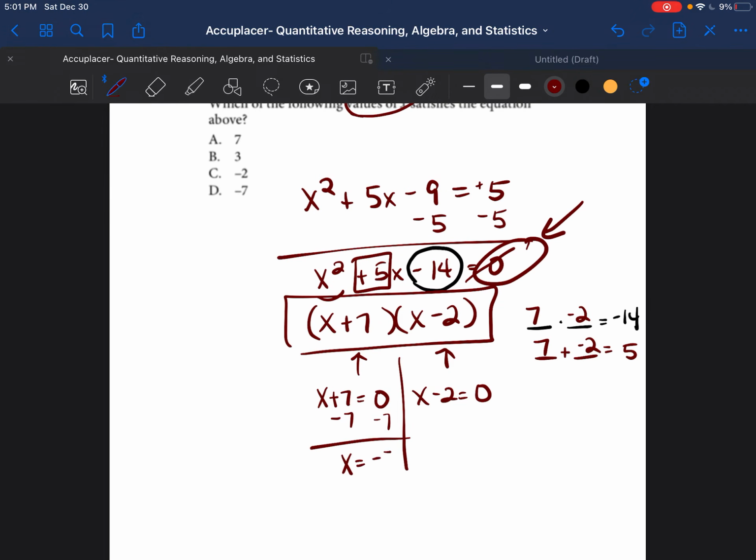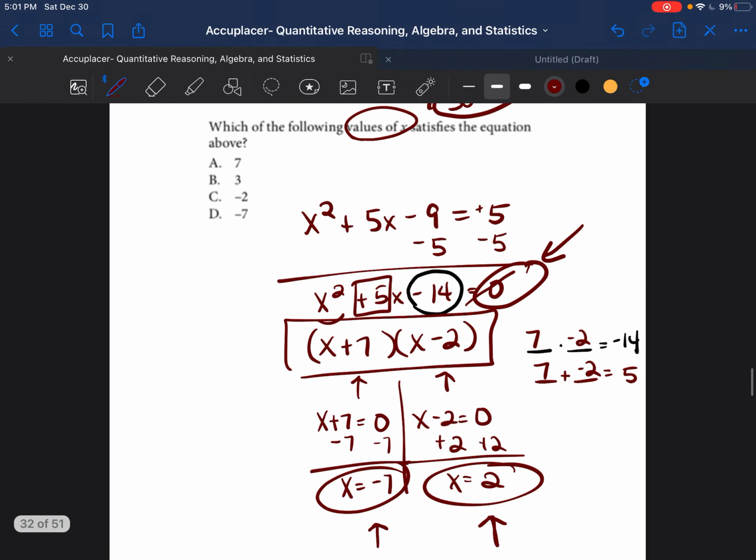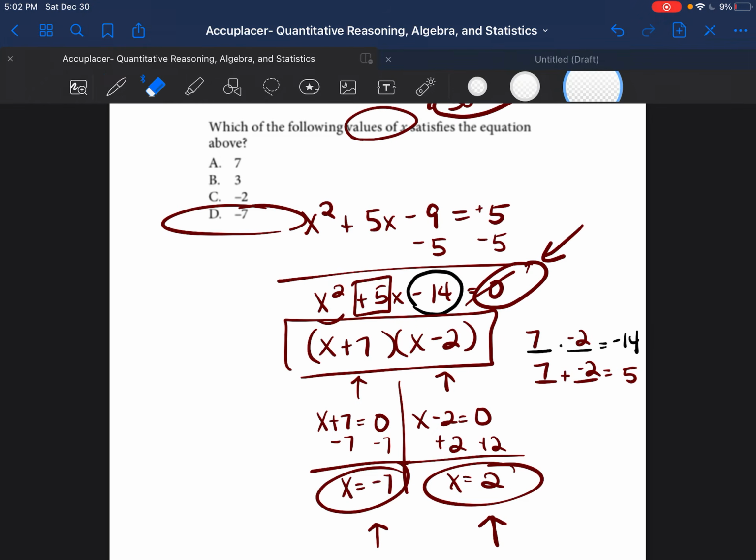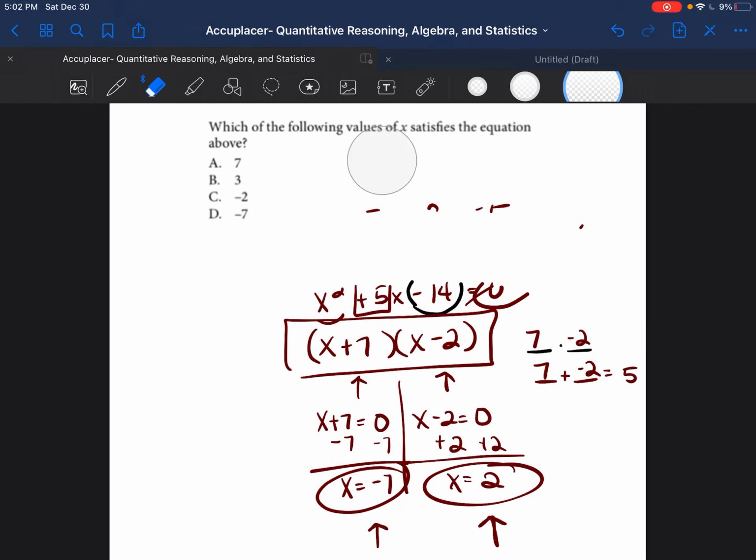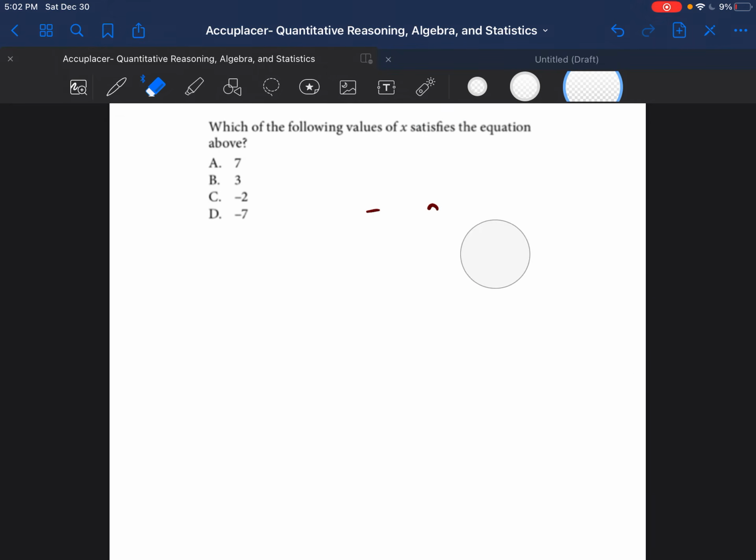Now X is equal to negative 7. To get this X by itself, we need to add 2 to both sides. X is equal to 2. So X is equal to negative 7 or X is equal to 2. Now we just have to see which option says either negative 7 or positive 2. The answer would be D. Just as a reminder, if we are given something that says what value of X, that means you're solving it.